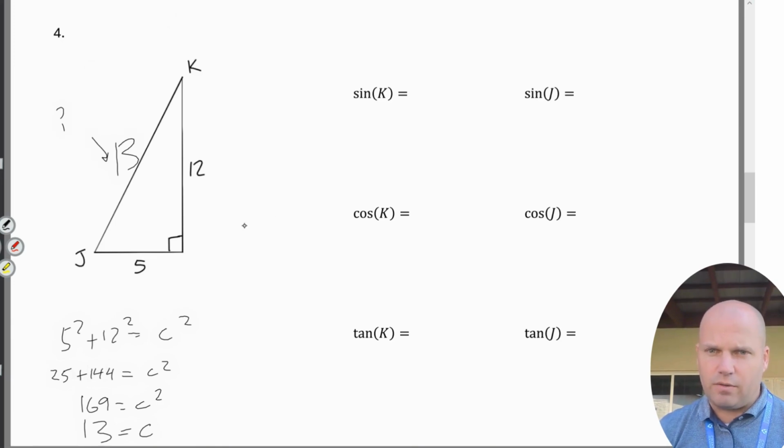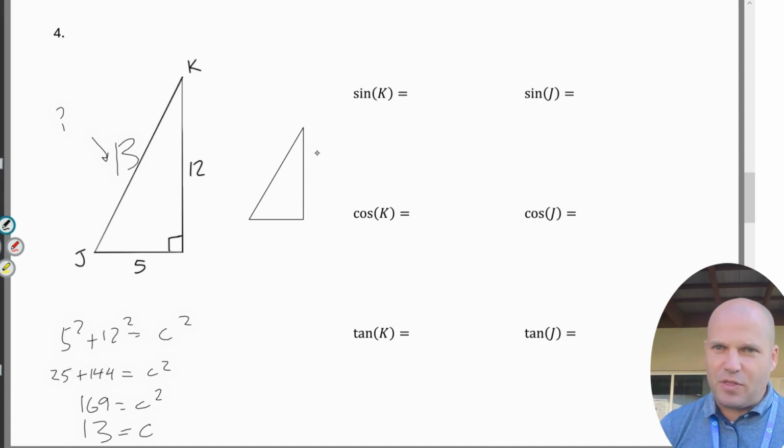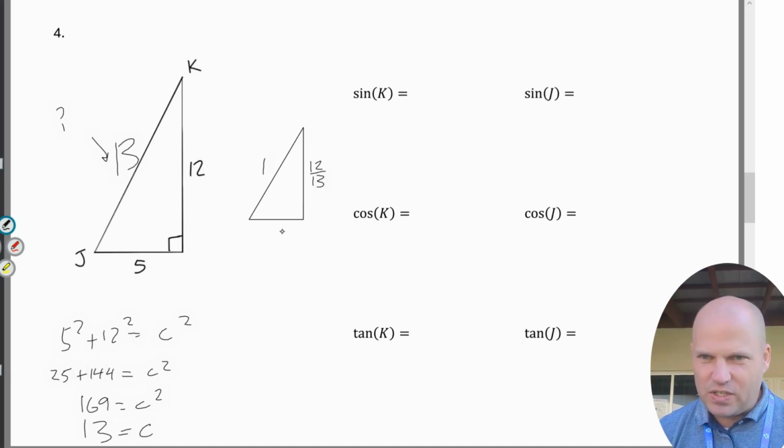Why don't we just start scaling right away? Like, you could divide everything by 13. Like, watch. If this is 1, this has to be 12 over 13. This has to be 5 over 13.